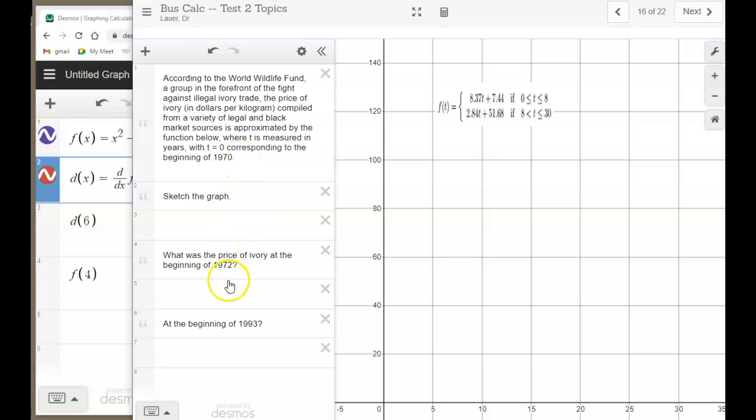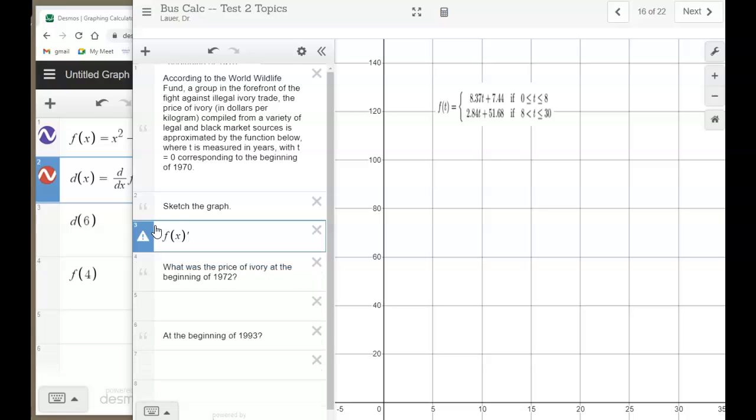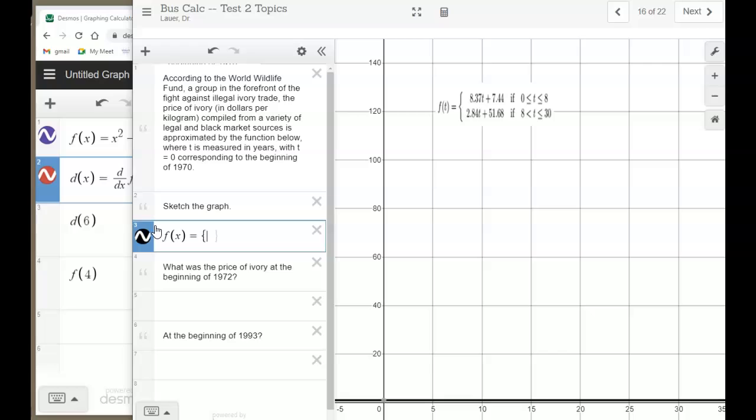We want to know what the price was in 1972 and 1993. So I want to sketch the graph. I need to type this into Desmos. So I'll need f of x, I'm going to make it x because the x's work better in Desmos, equals, and you're pretty much doing the same thing here with the braces and everything.